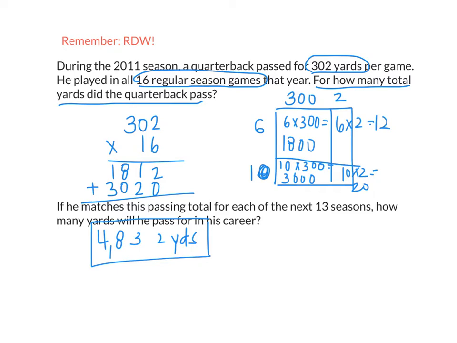Now, the next part of the question says if he matches this passing total for the next 13 seasons, how many will he pass in his career? So basically, we have to do 4,832. That would be one season, but we want to multiply it for 13 seasons for his entire career.